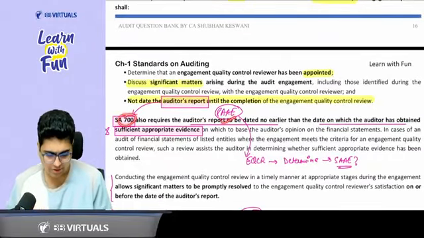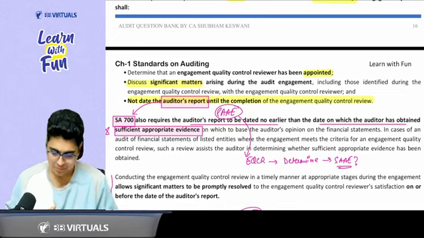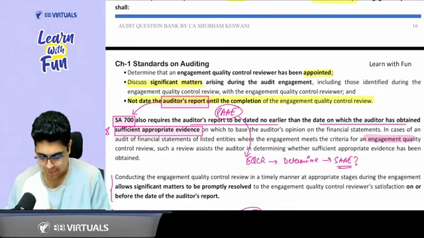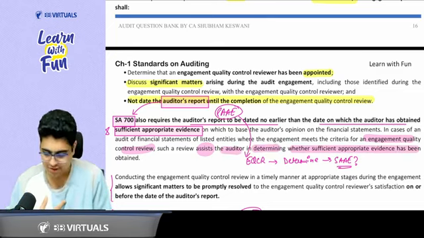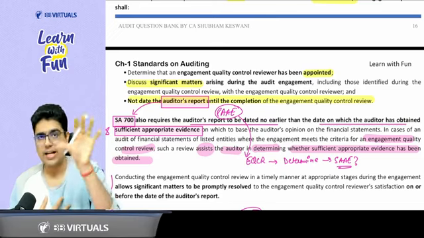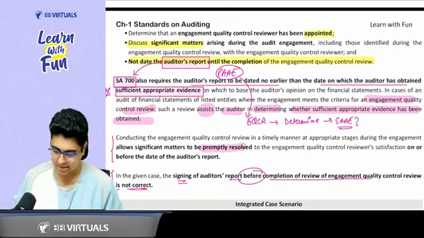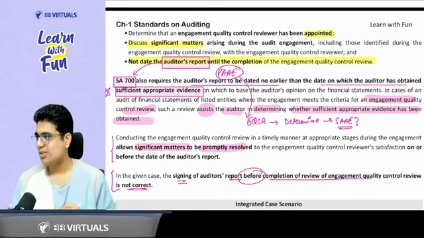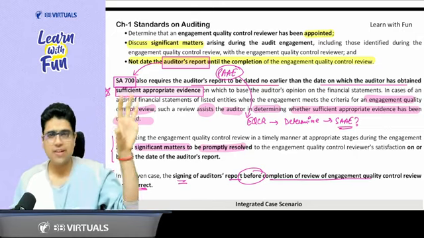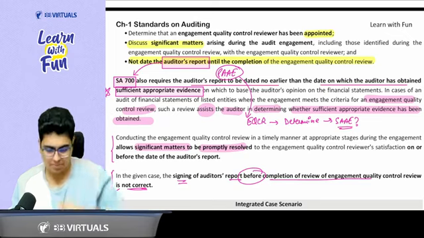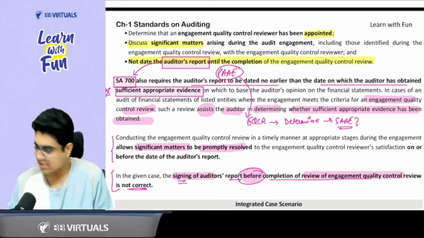SA-700 says that the audit report will be dated not before the date when he has obtained sufficient and appropriate evidence. And it is the EQCR who assists the auditor in determining whether he got sufficient and appropriate evidence or not. So please make sure you write this point. Also, EQCR helps you to promptly resolve the matters. It allows the significant matters to be resolved. So he helps you to get sufficient and appropriate evidence, to understand whether you got evidence and whether you resolved the significant matters. So always remember, in this case, the signing of the report before the EQCR is not correct.